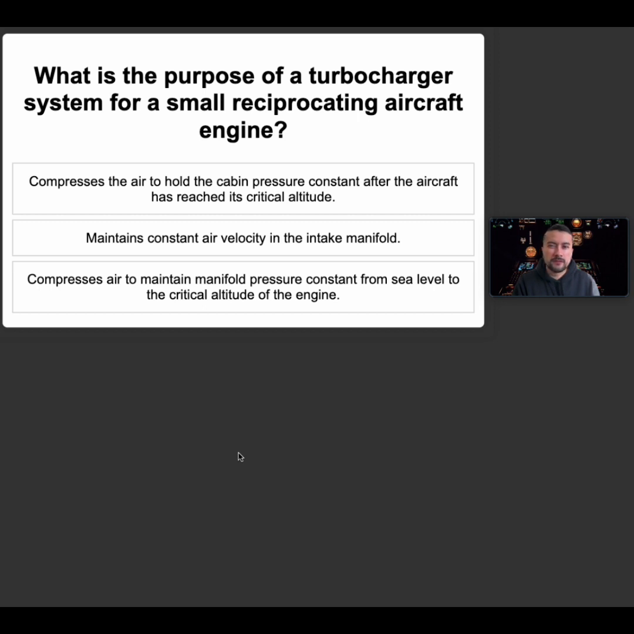What is the purpose of a turbocharger system for a small reciprocating aircraft engine? Compresses the air to hold the cabin pressure constant? No, with the cabin, it doesn't make sense. Next one, maintain constant air velocity in the intake manifold. No. Compresses air to maintain manifold pressure constant from sea level to the critical altitude of the engine.